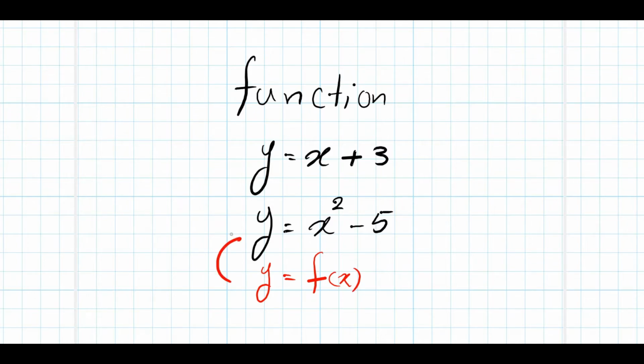In this example, we know y equals x squared minus 5. And secondly, they are saying y equals f(x). Same y. Therefore, I can write f(x) equals x squared minus 5. That is the exact meaning of f(x). f(x) is a function of x.